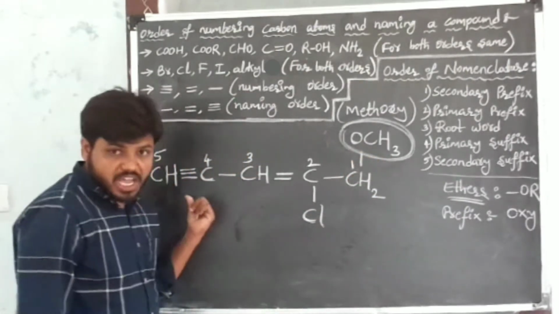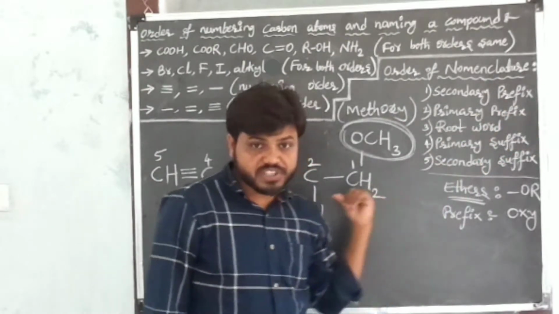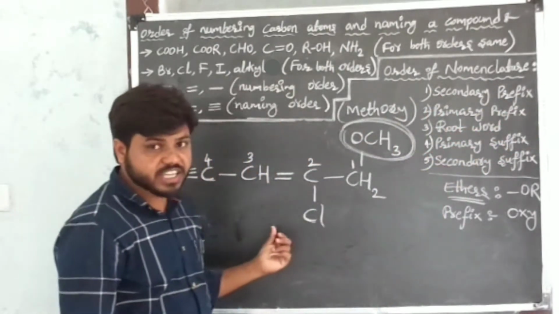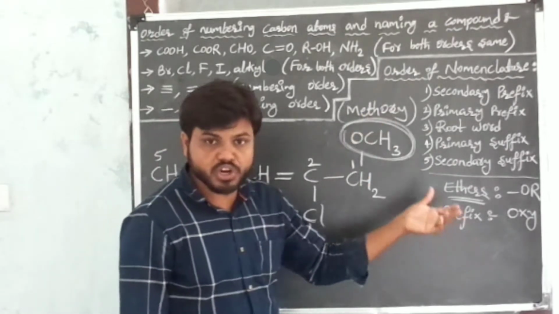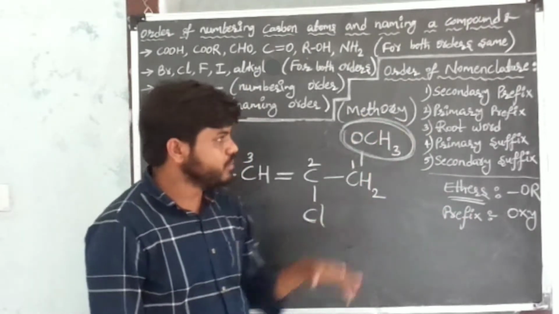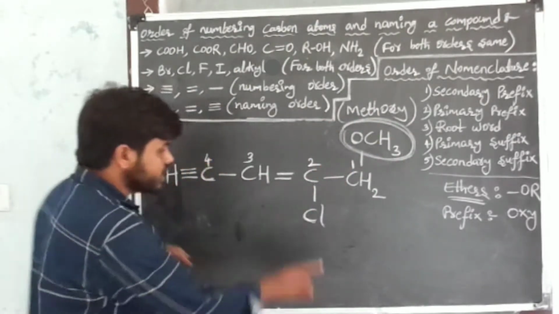Okay, now after giving numbers, write the secondary prefixes first. Here secondary prefixes are what? One is chlorine, another one is methoxy. First write the chlorine, then after write methoxy. First I am writing chlorine.